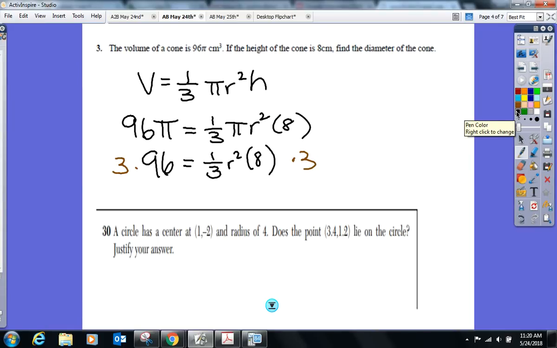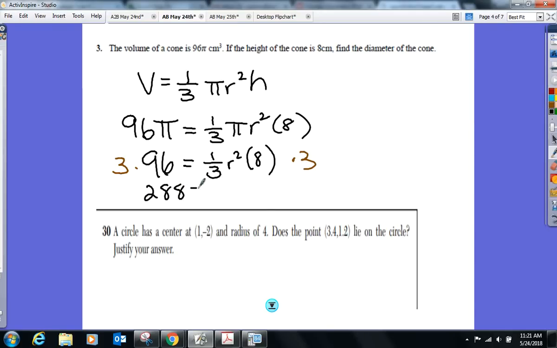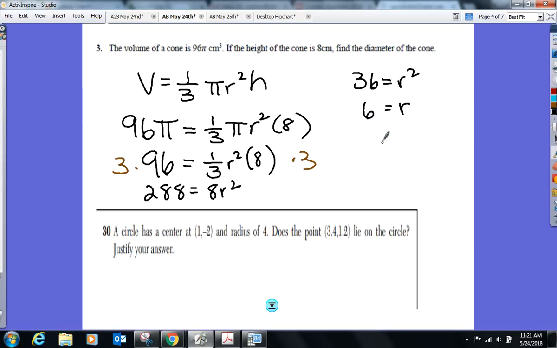And you got to help me out here. I did it a different way. 288 equals 8r squared. All right, on both sides now, get rid of the 8, divide by 8. You end up with 36 here. 36 equals r squared. So your radius length will be 6, meaning your diameter length 12.